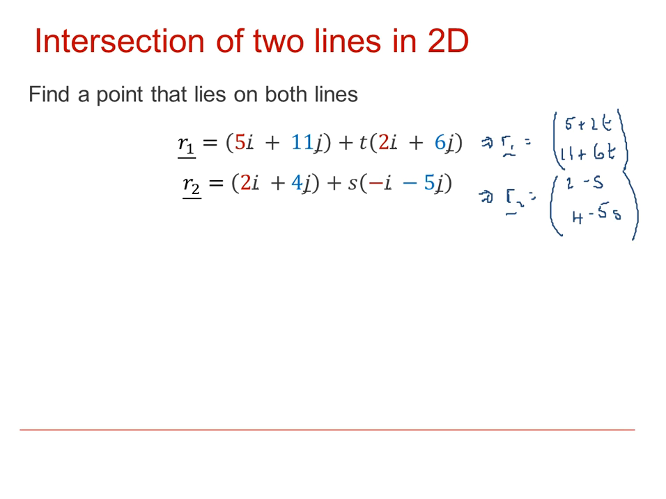So from those 2 sets we can say that when the lines intersect, then r1 must be equal to r2, in which case both the x and the y components must be equal. So we can equate the x components to give us 5 plus 2t equals 2 minus s, and the y components say that 11 plus 6t must be the same as 4 minus 5s. So there we have a pair of simultaneous equations that we can solve to find s and t.